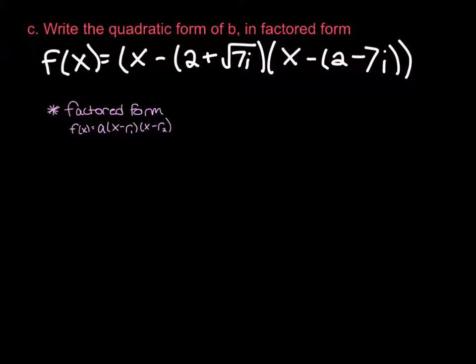Part C is asking us to write the equation in factored form, which we've already done earlier, but this is kind of just a review. The factored form is f of x equals a times x minus r1, and then x minus r2, and then we just plug all of our numbers into that. This is our first factor, this is our second factor.